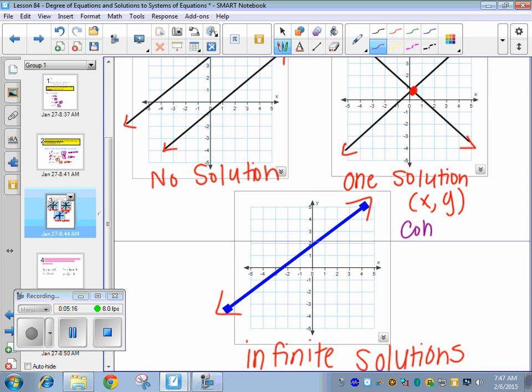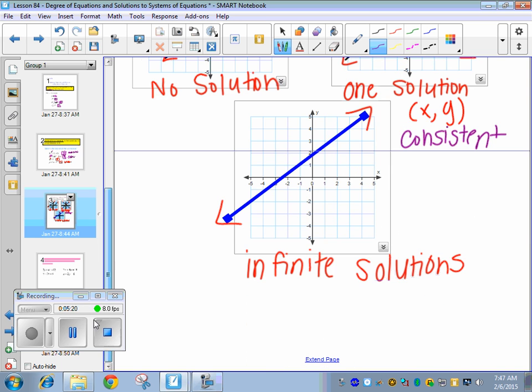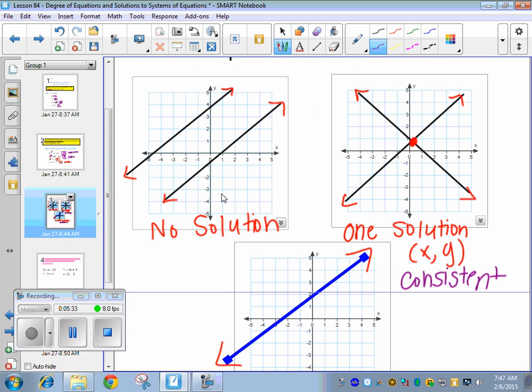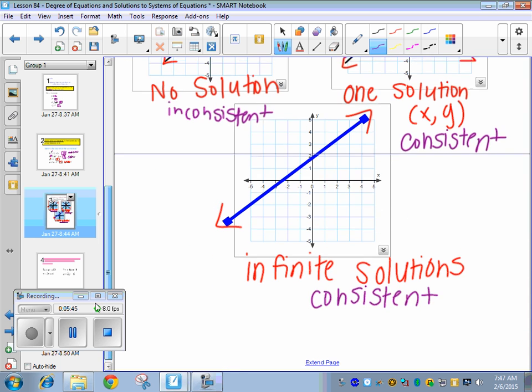That is called consistent. So if it has at least one solution, then we say consistent. You have to memorize that, basically. The vocab word you have to memorize. Make sure you're writing this down, Kevin. And then no solution is inconsistent. So it's either consistent or inconsistent.